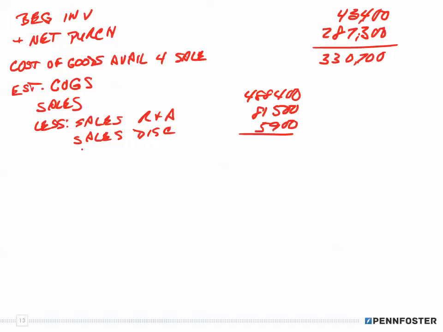That gives me the net sales. I subtract 81,500 and 5,900 from the 488,400, which gives me an even 401,000 for my net sales.